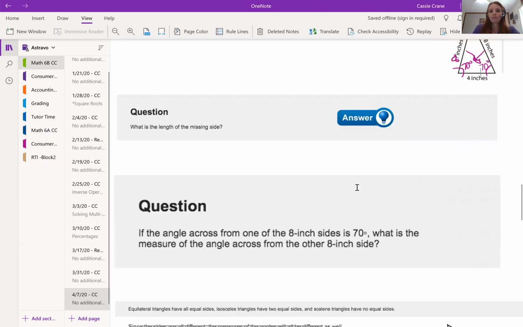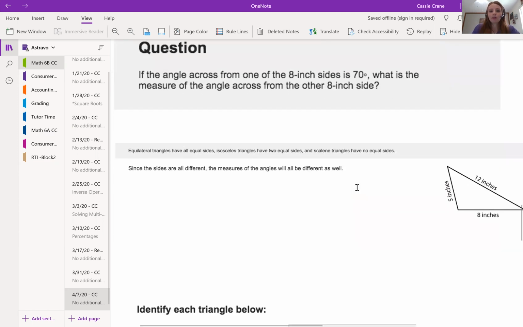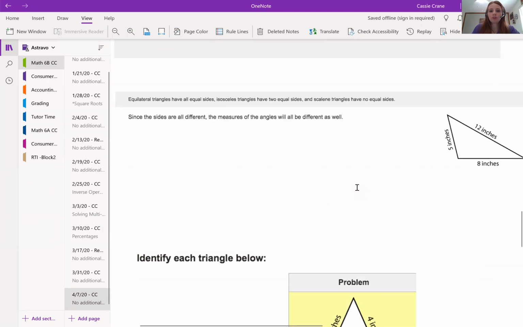Good job. Okay, last one is called a scalene triangle. Okay, so equilateral triangles, again, have all equal sides. Isosceles have 2 equal sides. Scalene triangles have no equal sides. Okay, which just means that they're all going to be different. So all 3 are different from each other. So this one says, since the sides are all different, the measures of the angles will all be different as well. So they won't have any sides that are the same. They won't have any angles that are the same. Good. Okay, so that's a scalene.